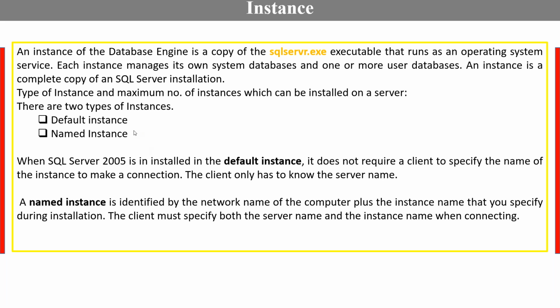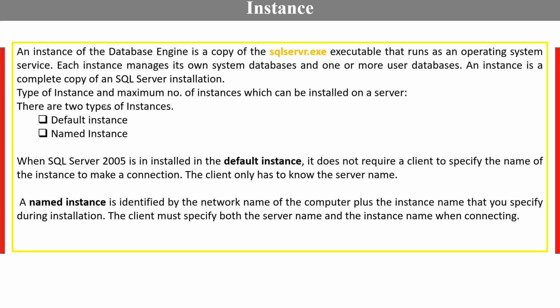Okay. So we have two instances. One is the default instance, one is a named instance. There is only one default instance for one server. That can be any version. One default instance will be compatible for one server.